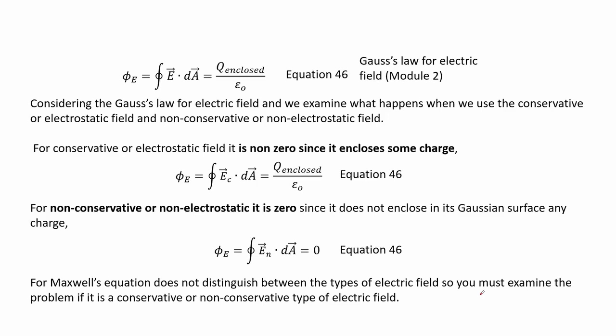Consider the Gauss law for electric fields, and we examine what happens when we use the conservative or electrostatic field and the non-conservative or non-electrostatic field. For conservative or electrostatic field it is non-zero since it encloses some charge, as shown here. For non-conservative or non-electrostatic it is 0 since it does not enclose in its Gaussian surface any charge, as shown here. Maxwell's equations do not distinguish between the types of electric fields, so you must examine the problem if it is a conservative or non-conservative type of electric field.